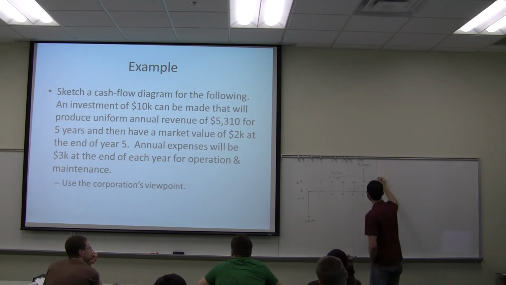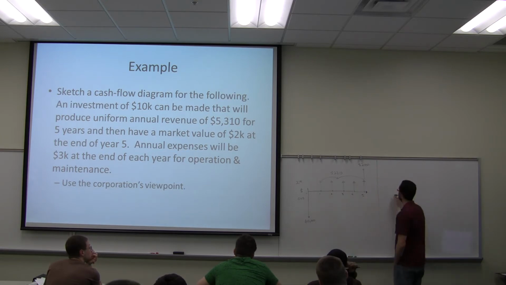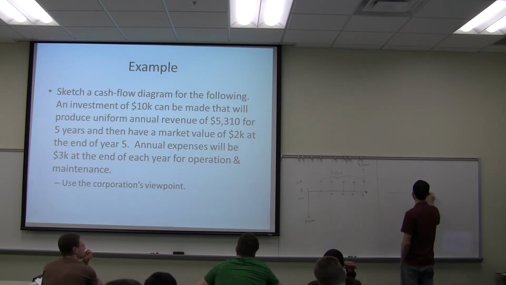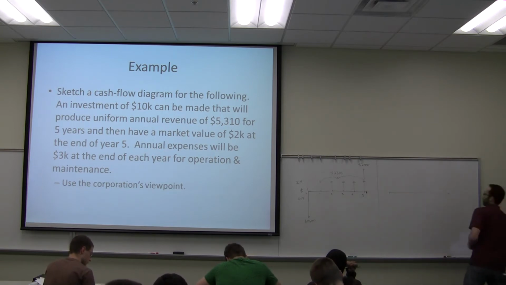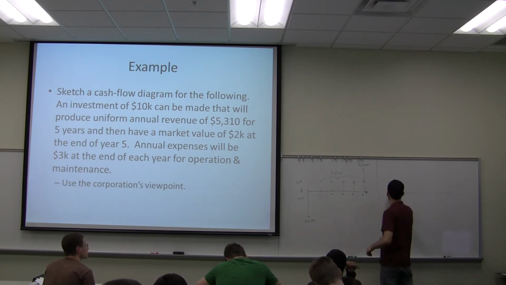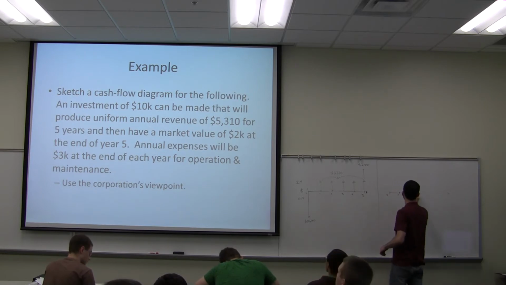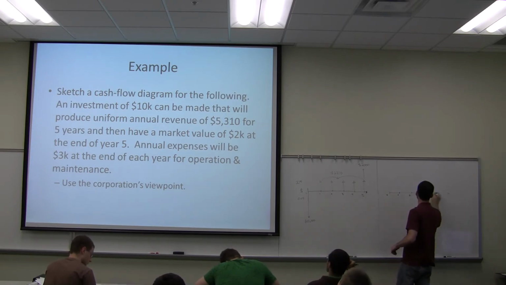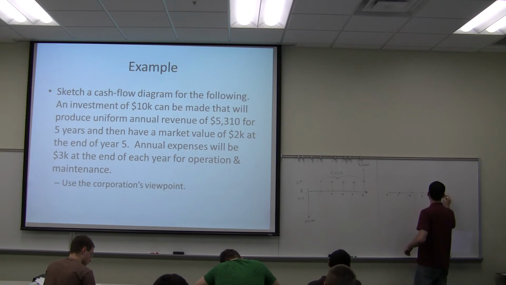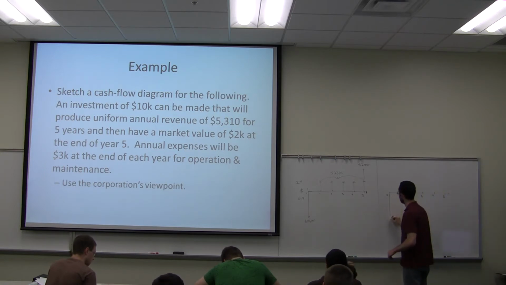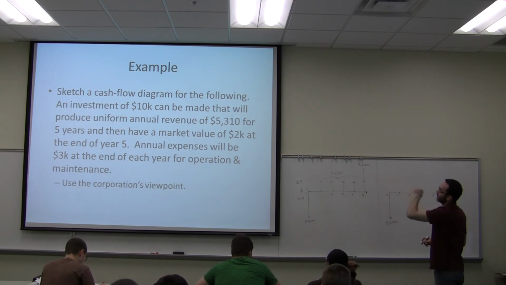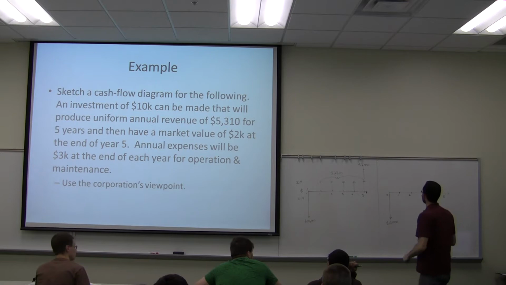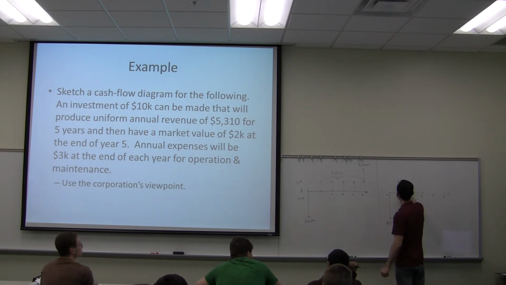All right, so if we didn't combine it, then it would have looked like this. I need to bring in some other markers, I think. Okay, so 0, 1, 2, 3, 4, 5. Okay, the $10,000 that is invested. It says it generates an annual revenue of $5,310, so we could draw up.